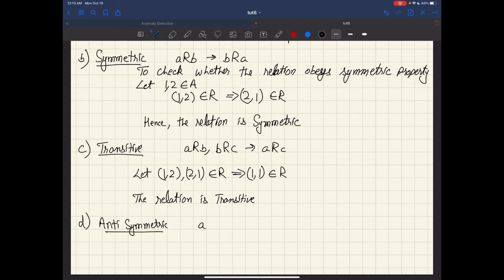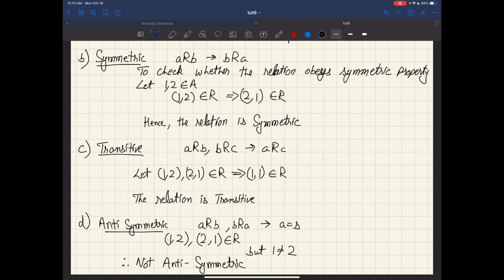Now for anti-symmetric, it says if a comma b and b comma a exist in the relation, a should be equal to b. So for the example 1 comma 2 and 2 comma 1, we can say that 1 is not equal to 2, therefore it's not anti-symmetric.